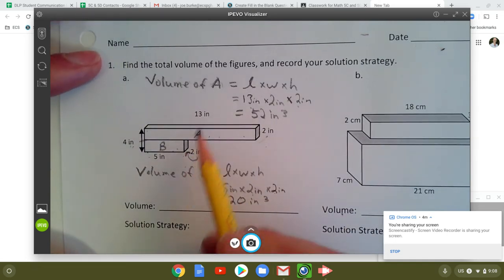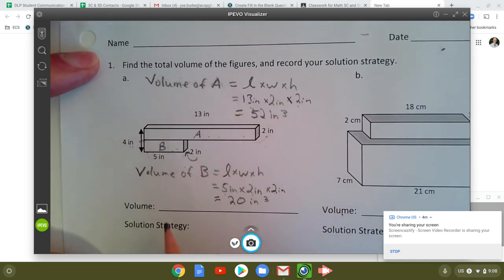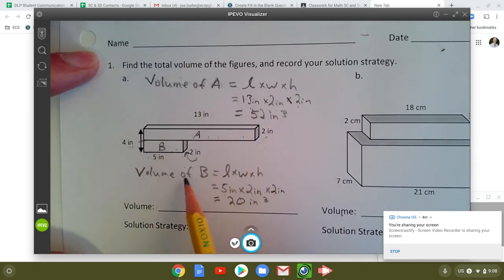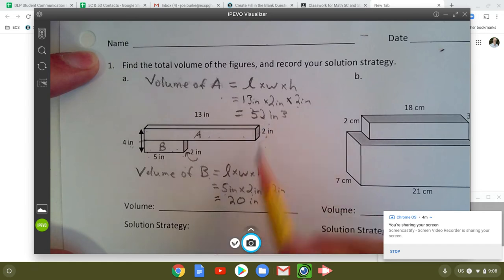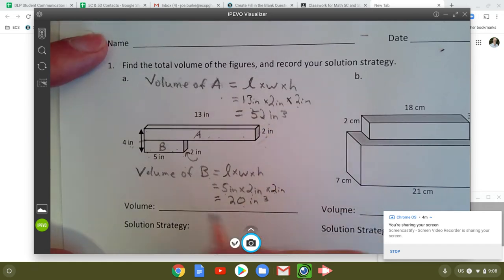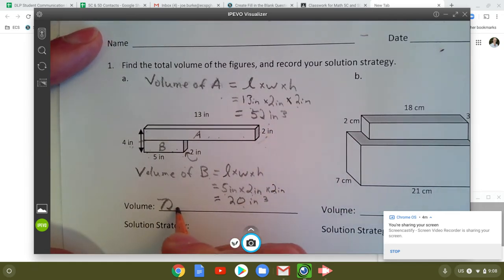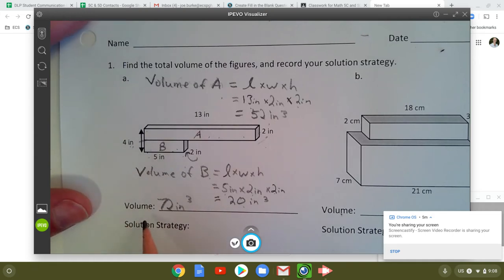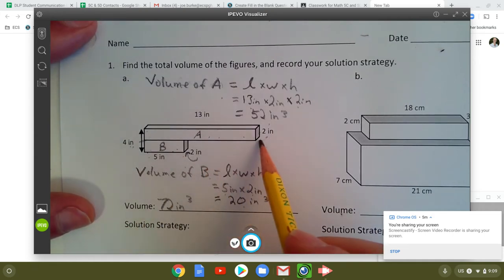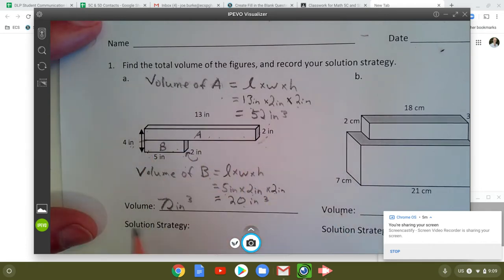And then I have to add them, right? If I'm finding the total volume, it's A plus B, which is 52 plus 20. So it's 72 cubic inches. And for the strategy, there were two parts that were tricky. What's the width of box A, and what's the height of box B?